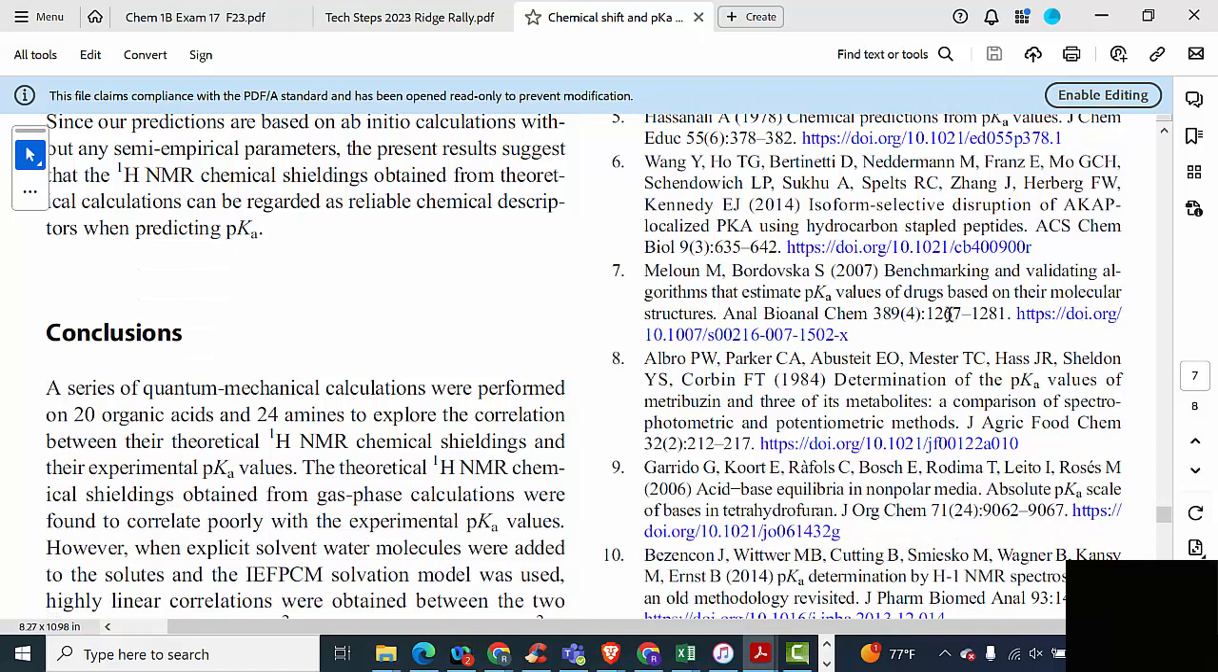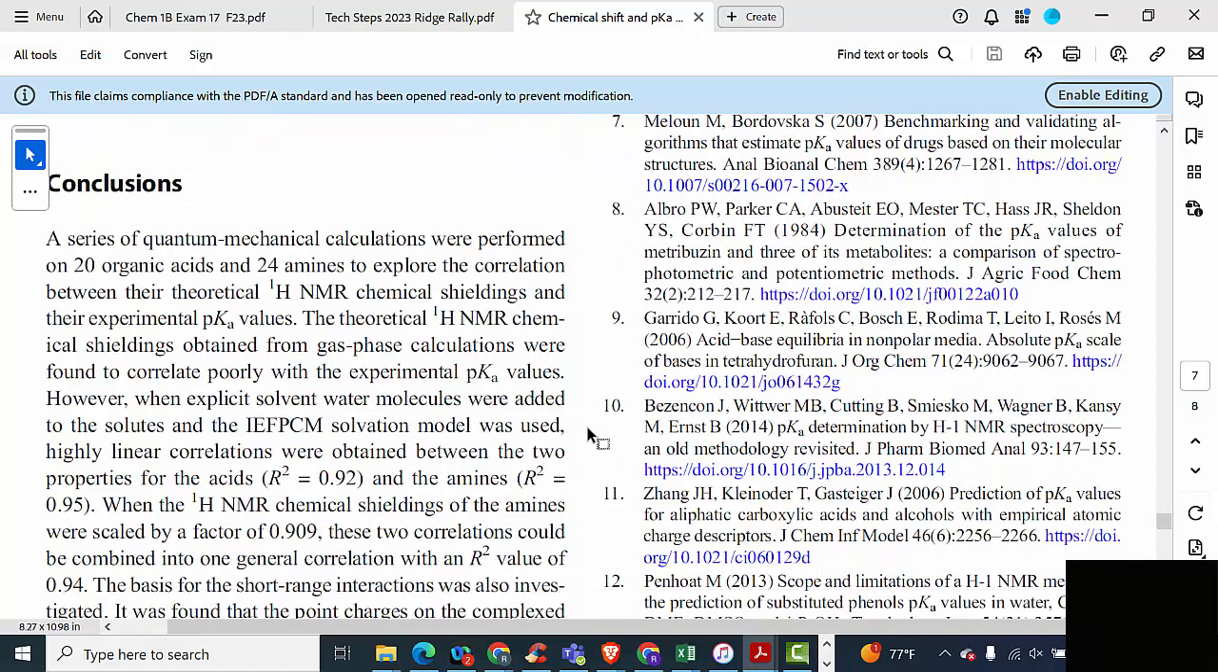And so the conclusion here, normally in a short paper we don't have a conclusion, but a series of quantum mechanical calculations were performed on 20 organic acids and 24 amines to explore the correlation between their theoretical proton NMR chemical shieldings and their experimental pKa. I want to see experimental chemical shieldings, not theoretical. That would be good. So that was the purpose of our lab. I was going to dig out the experimental NMR chemical shieldings and then see how that correlates. The experimental ones would be based on the chemical shifts. But I didn't have enough time to do it.